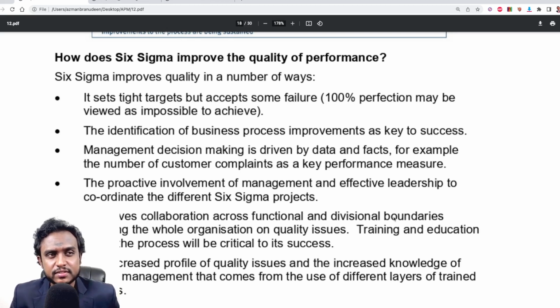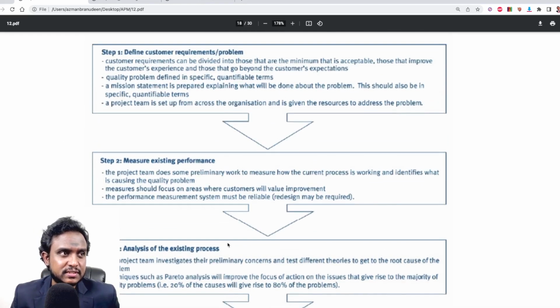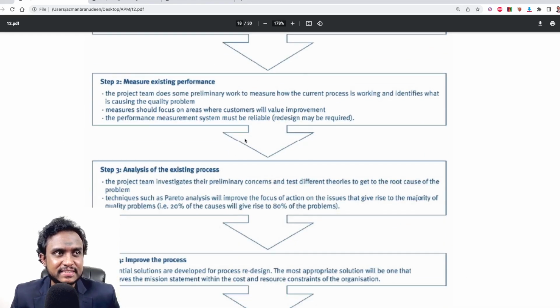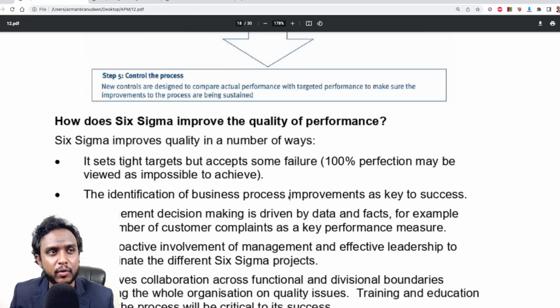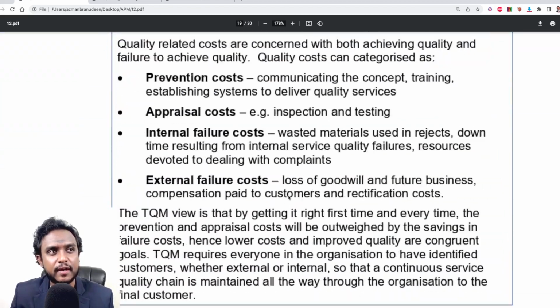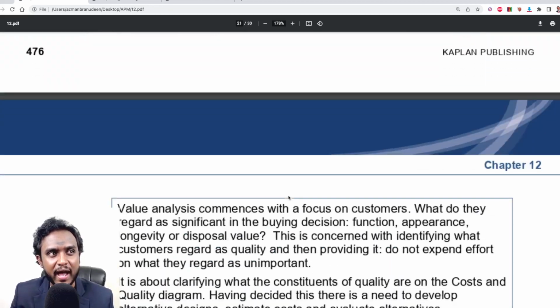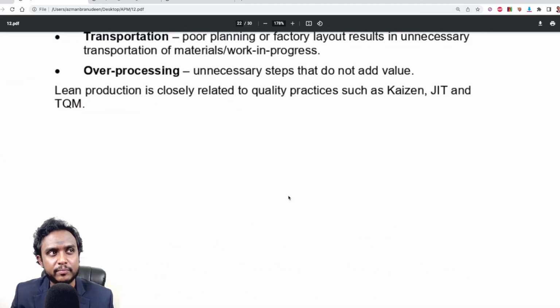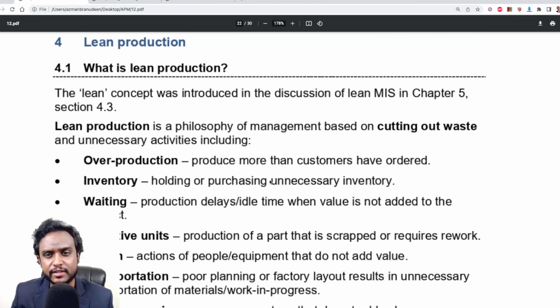It involves collaboration across all the necessary stakeholders, an increased profile of quality issues, and increased knowledge of quality management because of this process. Step number 3, analyze the existing process. When you're analyzing, what you're actually trying to do is gain important information about the business processes you have in place in order to improve quality. So you have a few examples that you can try.